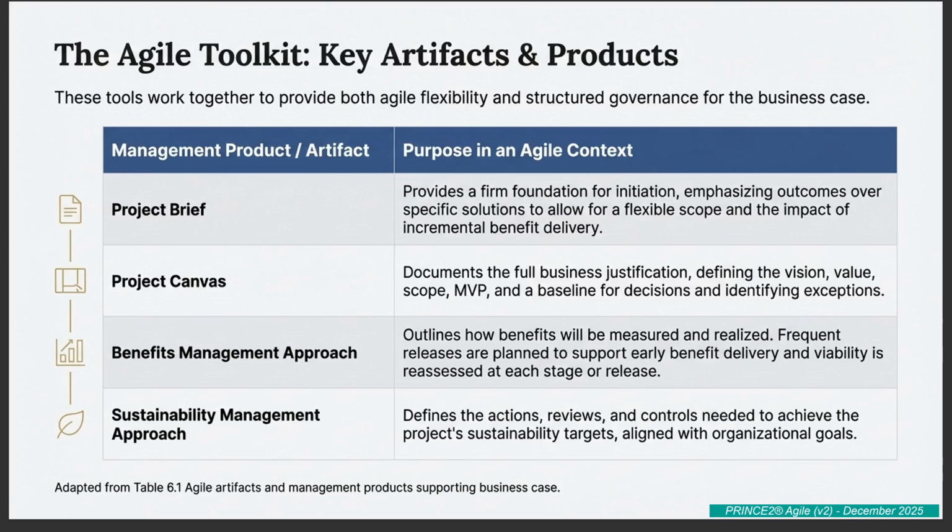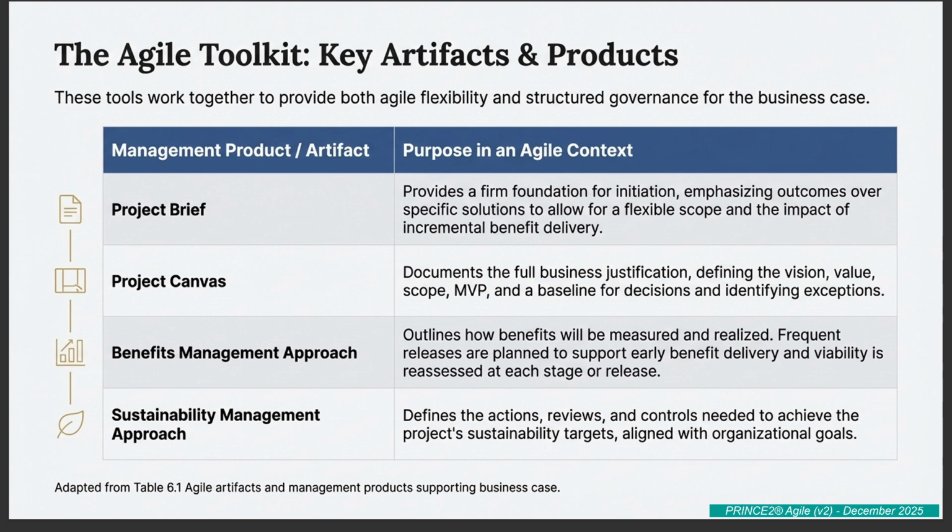Okay, artifact number 2 is the one we keep coming back to. The project canvas. Its purpose is clear. Document the full business justification. But here's the little governance nugget you need to know. The guidance says the canvas must explicitly define the MVP. Why is that so important? Because the MVP is the non-negotiable threshold. It's the tripwire. If the team ever forecasts that delivery will drop below the scope of the MVP, an exception must be raised. It puts a hard line around scope flexibility.